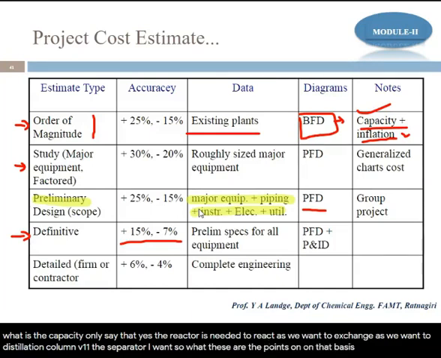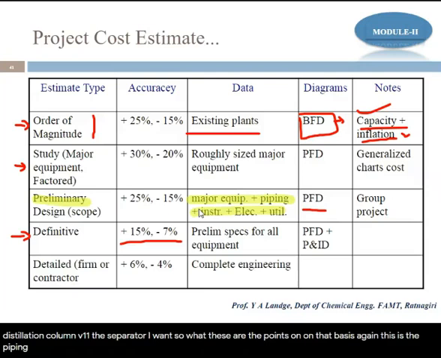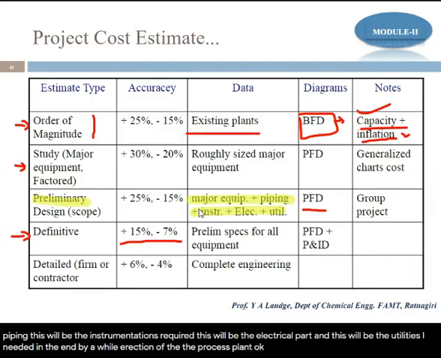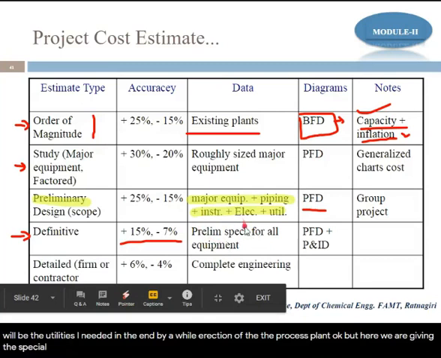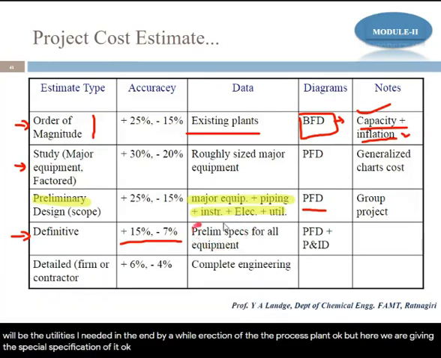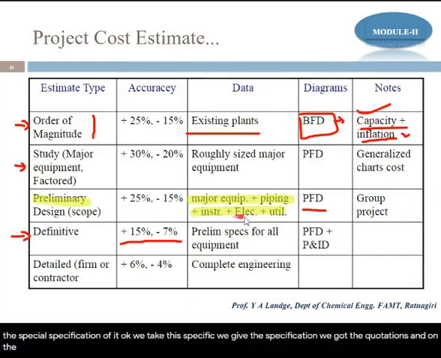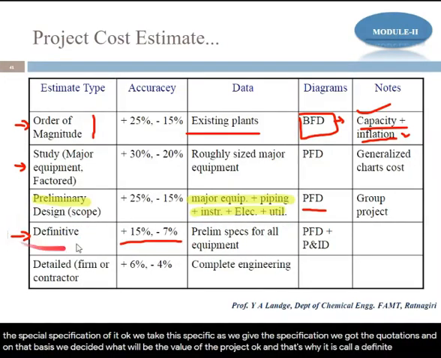On that basis, again we say this is the piping, these will be the instrumentation required, this will be the electrical part, and these will be the utilities I need during the erection of the process plant. But here we are giving the specific specification of it. We give the specification, we get the quotations, and on that basis we decide what will be the value of the project. And that's why it is called a definitive one.